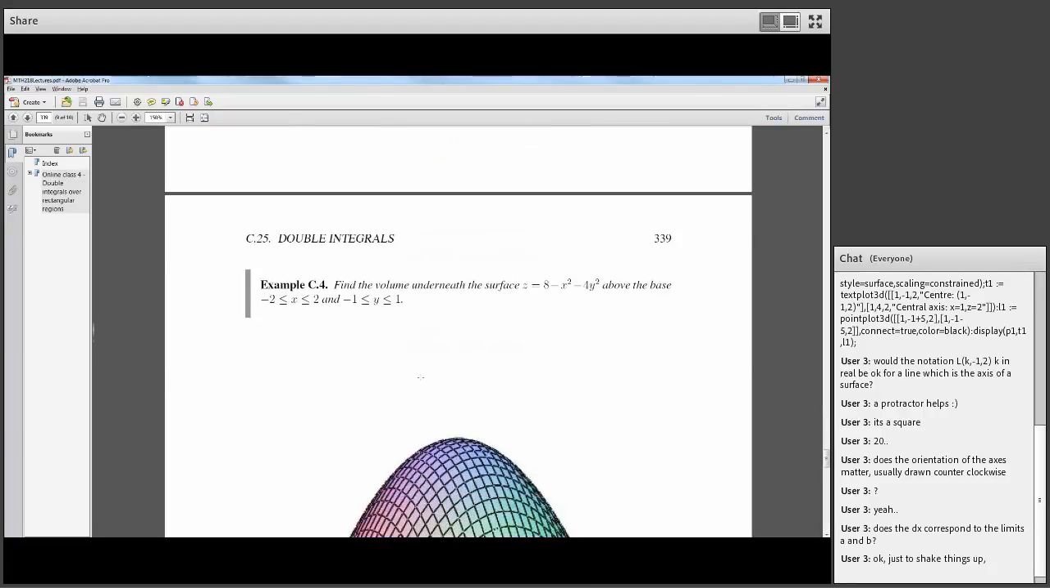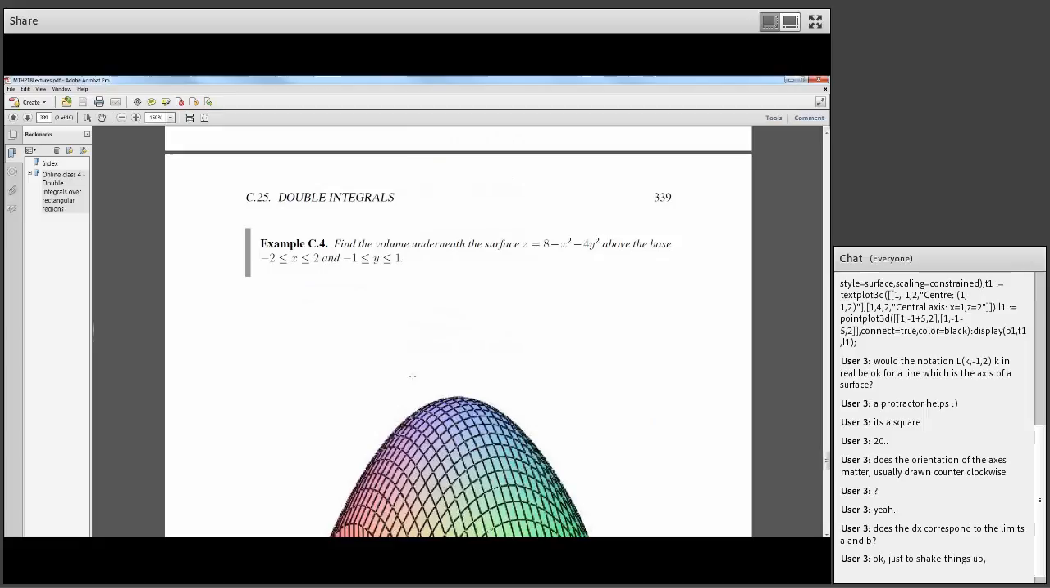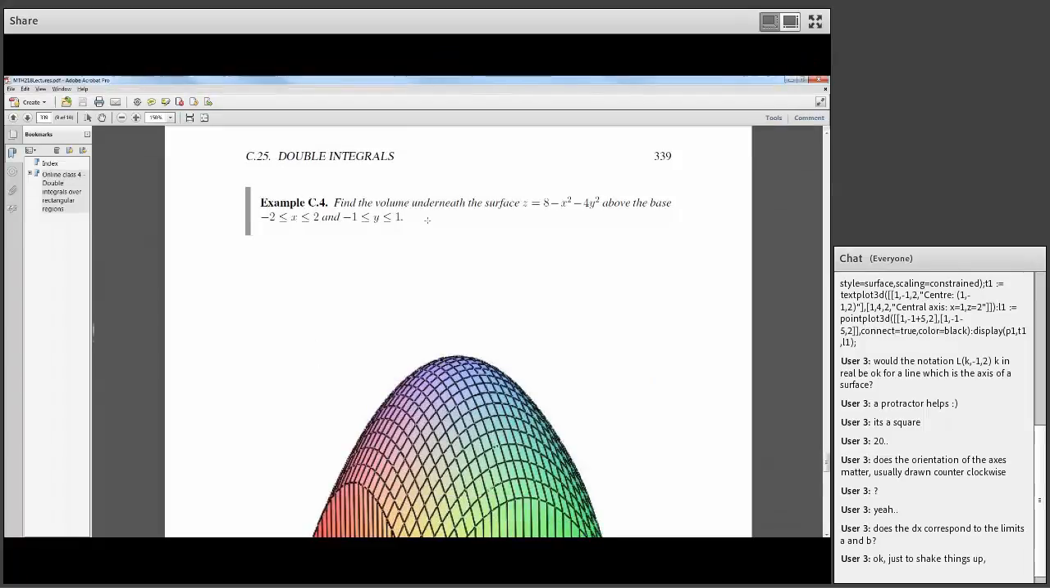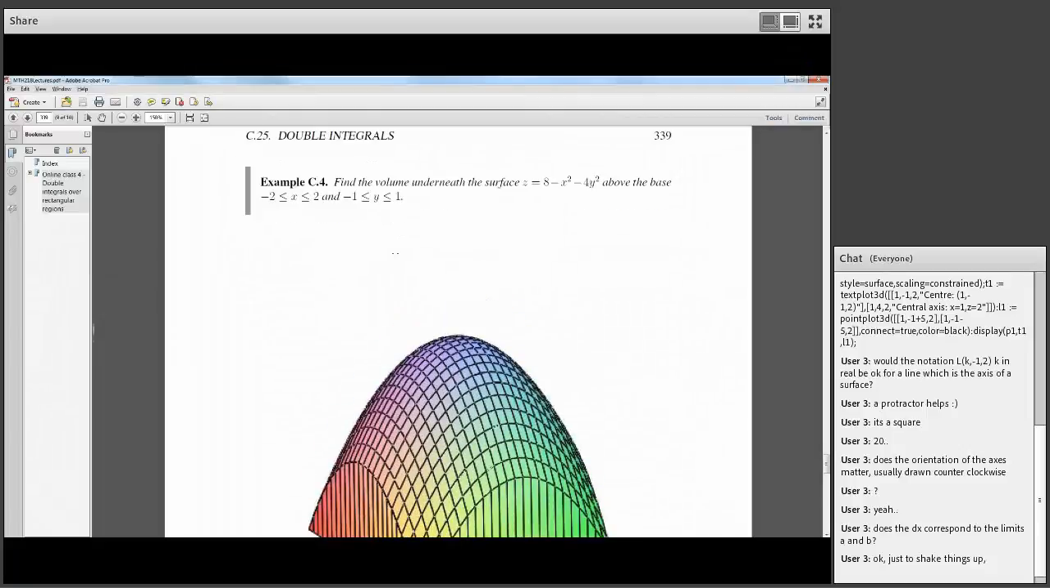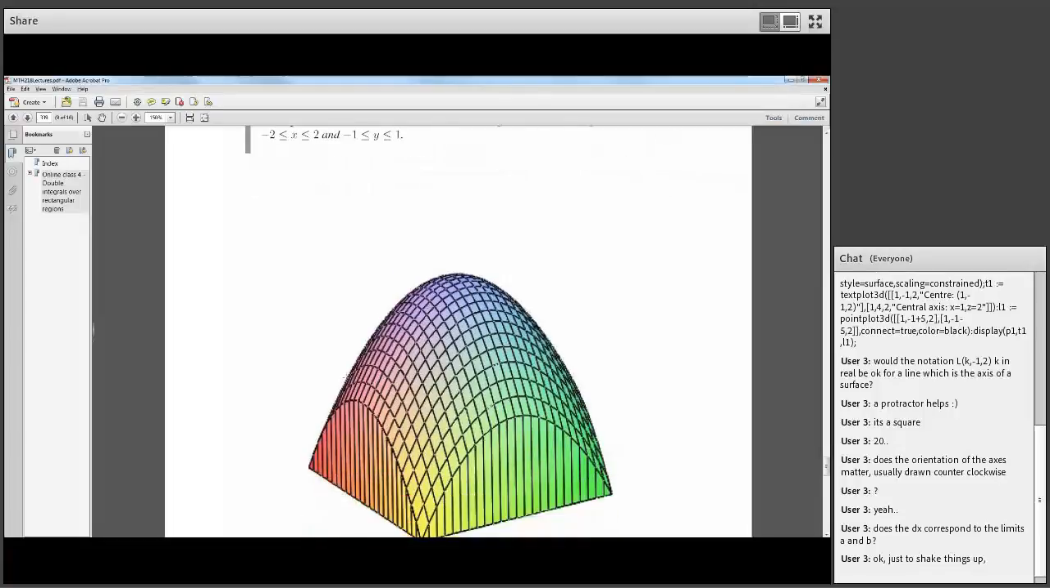So let's just do a different sort of problem where we can't do it just visually. So let's find the volume under this particular surface. Now this surface here is an elliptic paraboloid going upside down, so it's a hill here. And I want to integrate it over a rectangular region, not square this time. So that's my picture. So I'm trying to work out the volume under this sort of shape here.